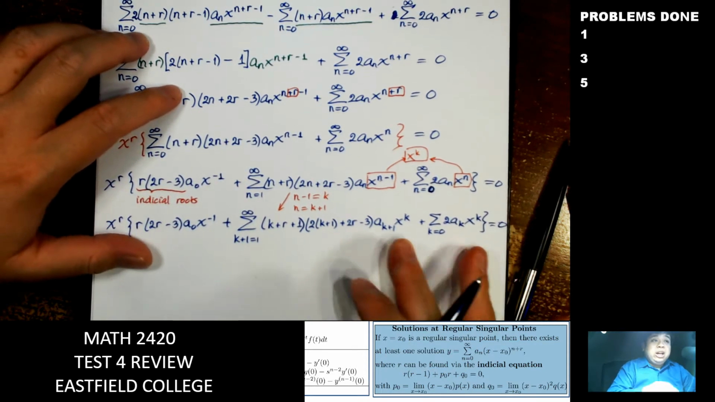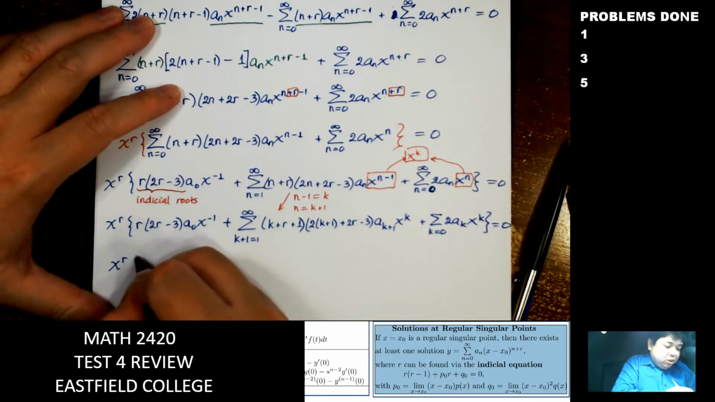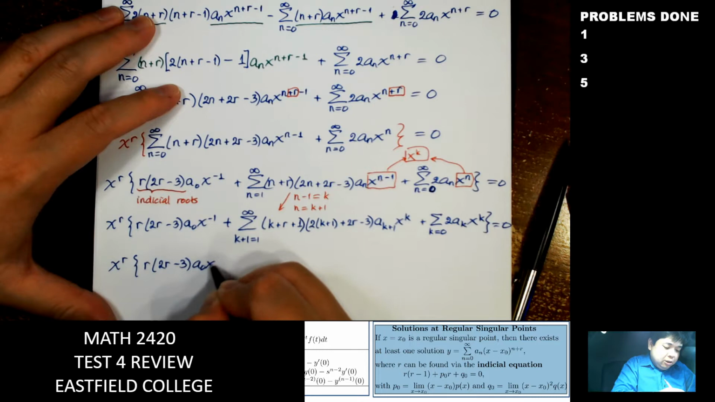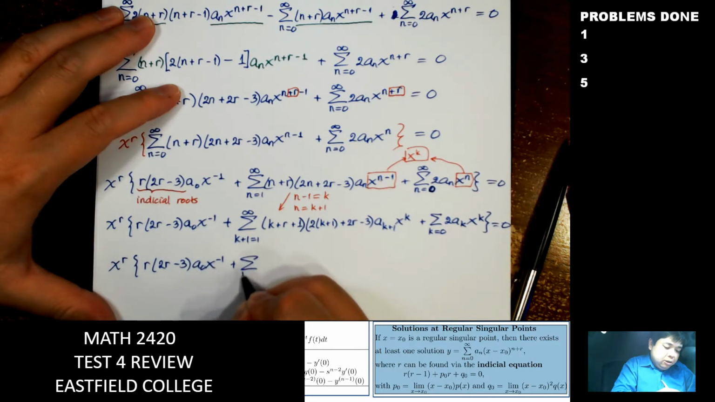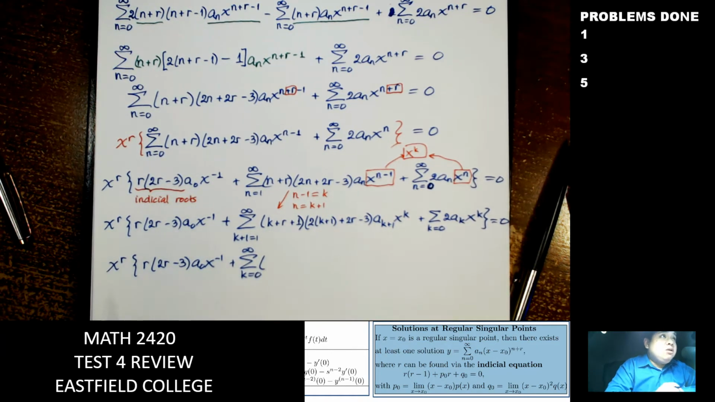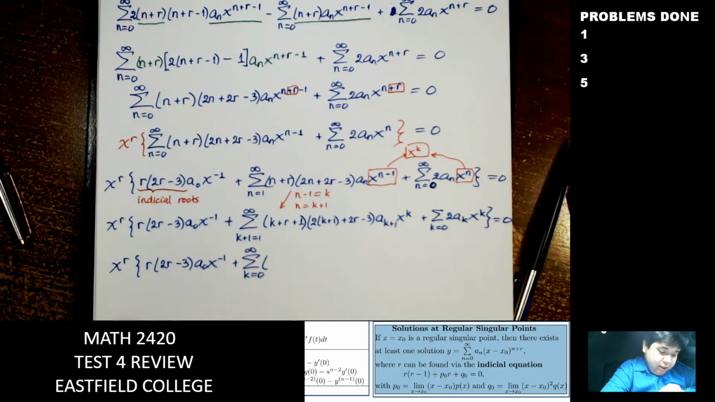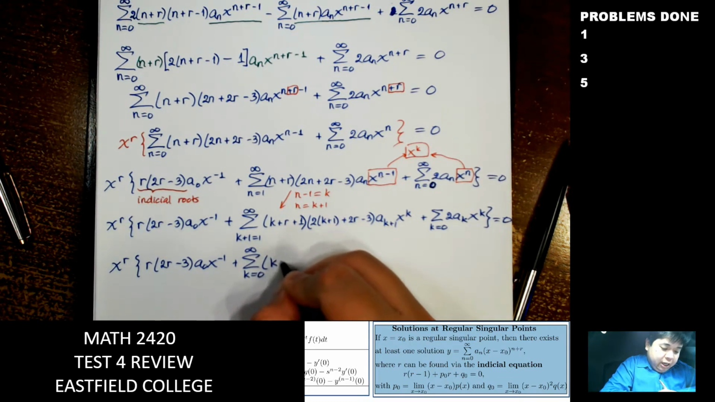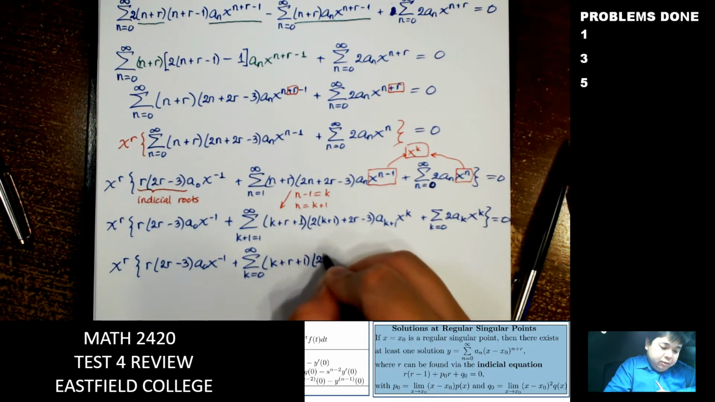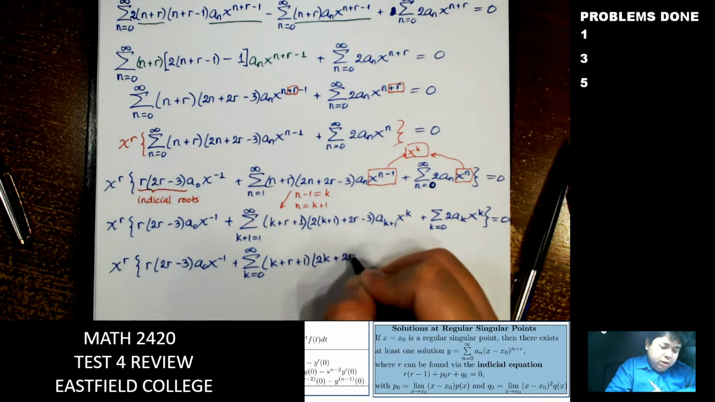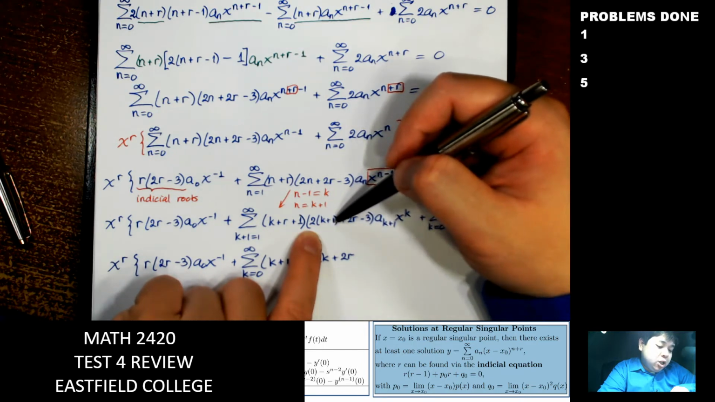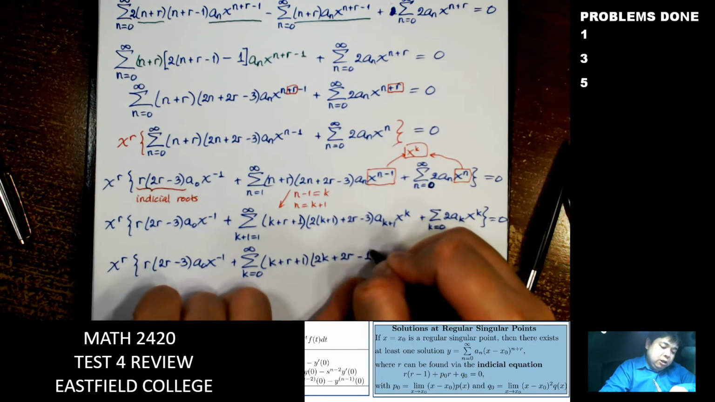Now both of them have x to the k, we can factor. I should say combine. I will simplify this first before I combine. So k plus r plus 1, now we have 2k plus 2r, and if we put the 2 times 1 is 2 minus 3 is minus 1, so that's what we have.